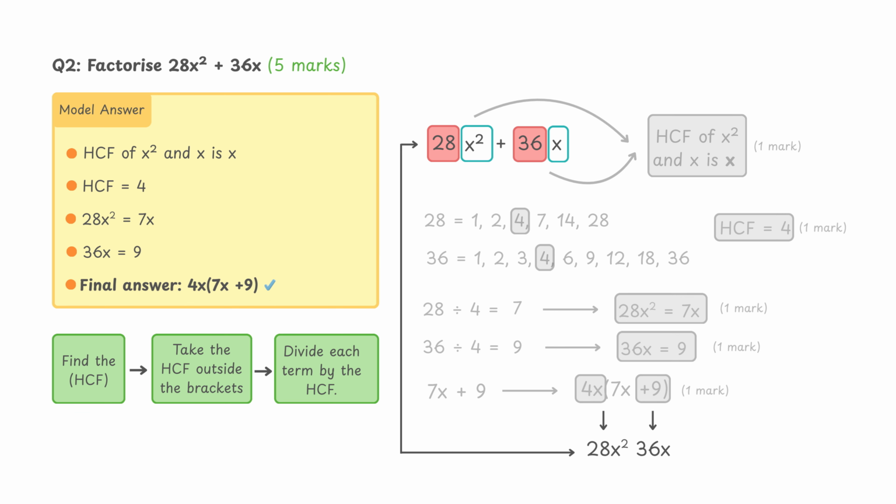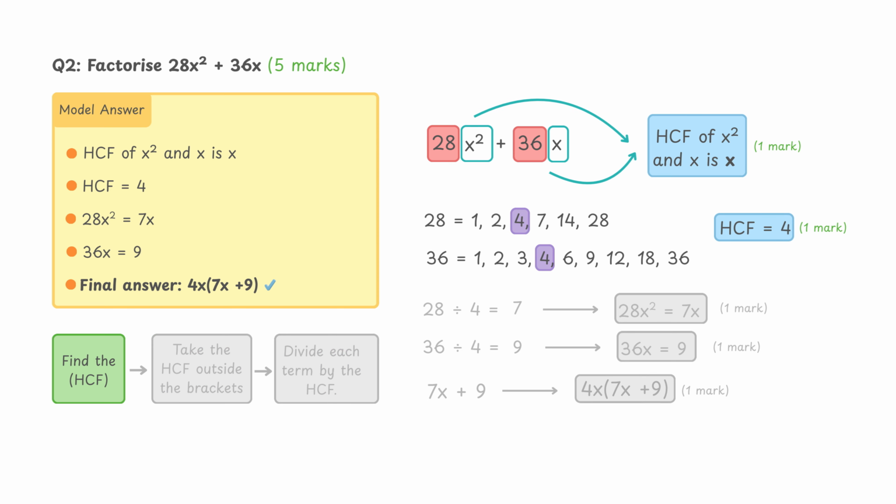So remember the full process. Find the highest common factor of both the numbers and the variables. Take it outside the brackets, and then divide each term carefully to fill inside the brackets. If you follow this method step by step, you will be able to factorize expressions like this with confidence.